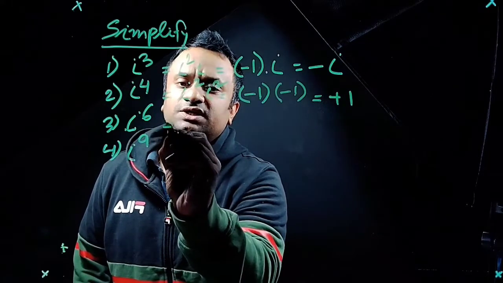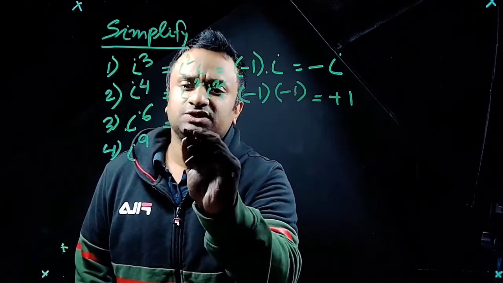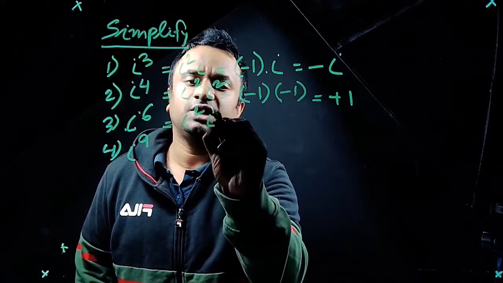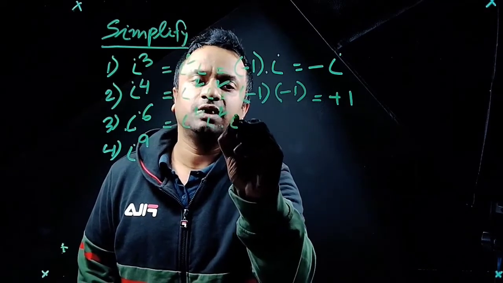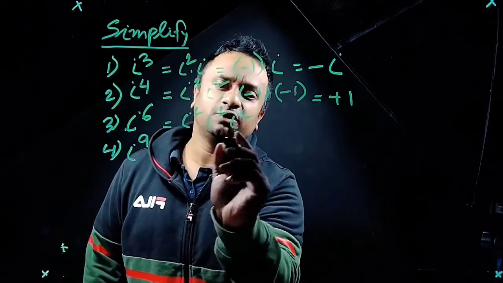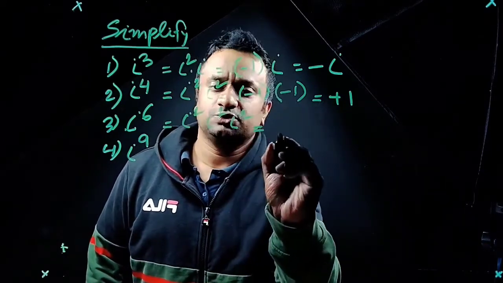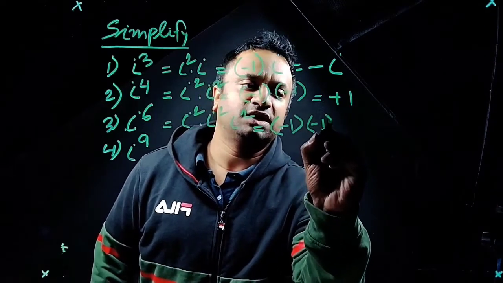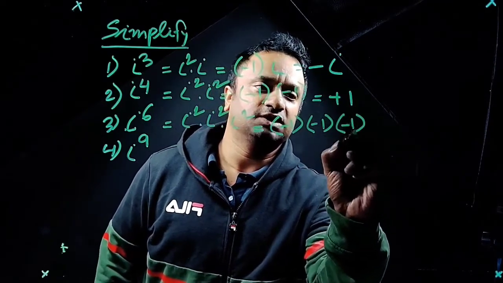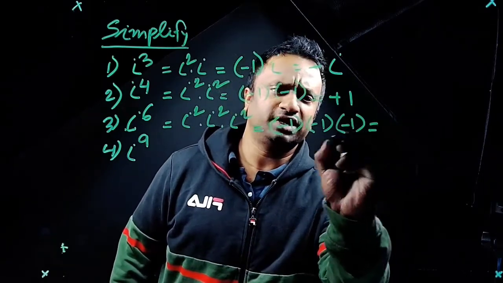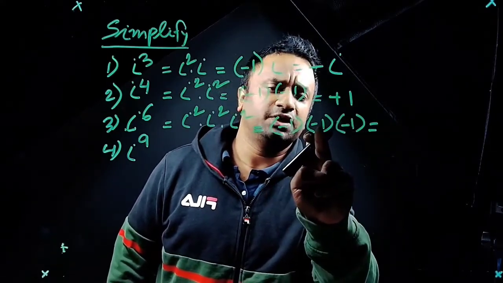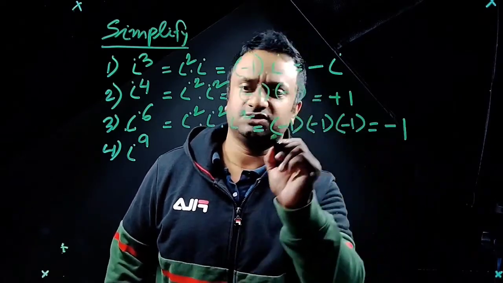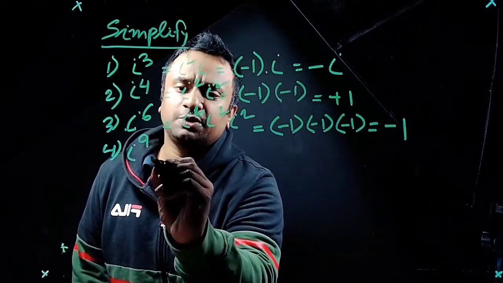Now number 3 is i to the power 6. So I can write i squared multiplied by i squared multiplied by i squared. So we have got three i squares here. So we can put minus 1 multiplied by minus 1 multiplied by minus 1. So minus 1 multiplied by minus 1 is plus 1, and plus 1 multiplied by minus 1 makes it minus 1.